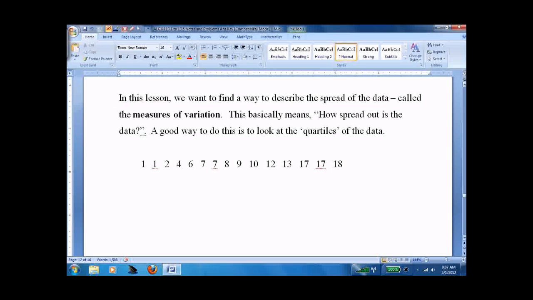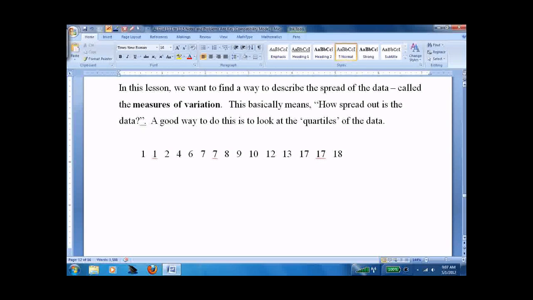So we want to talk about how spread out this data is. We call these measures of variation. We just actually showed centrality, and now we're going to say, how spread out is this data? We're going to find the quartiles. Q2 is just the median. So we count up 1, 2, 3, 4, 5, 6, 7. We have 15 points. Therefore, the 8th point, that's going to be the median. And we also call it Q2.